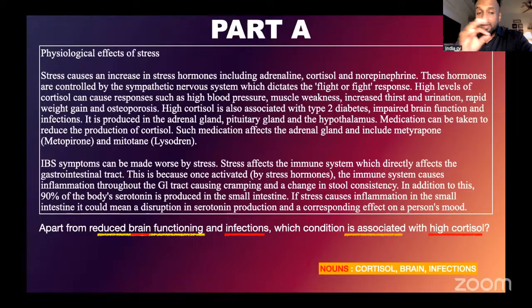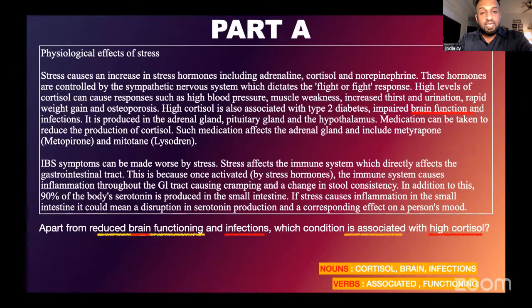Then I'll read the question. Apart from reducing brain function and infection, apart from these two conditions, which condition is associated with high cortisol? What are my keywords? High cortisol, brain, and infection. Once I find high cortisol, brain, and infection, I just have to find the third condition which is associated with high cortisol. Wherever I find the brain functioning and infections, near to that, I'll find my third condition. So I'll have to quickly locate where the word high cortisol is.